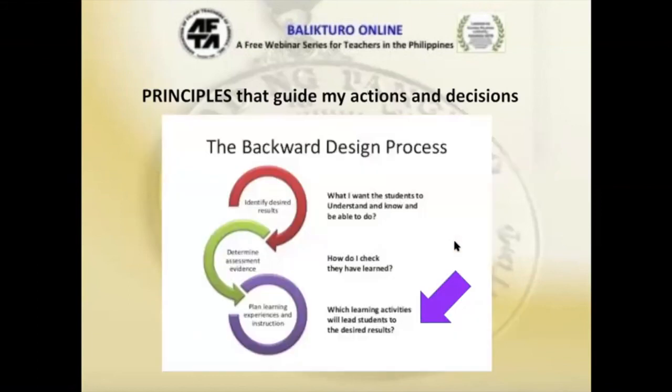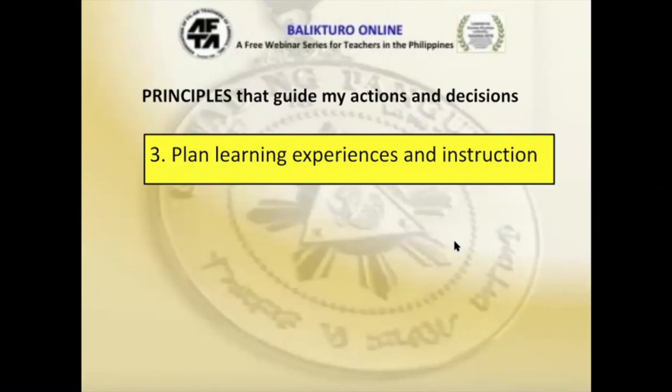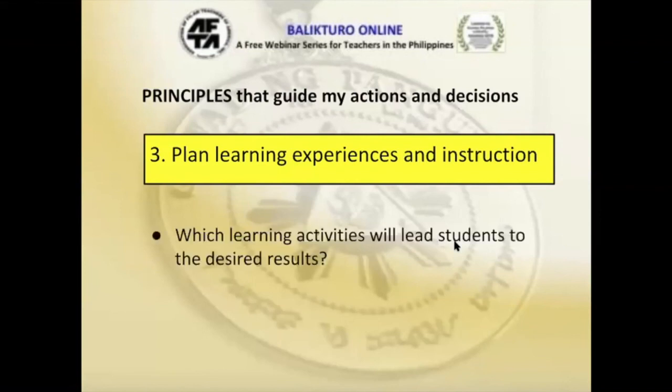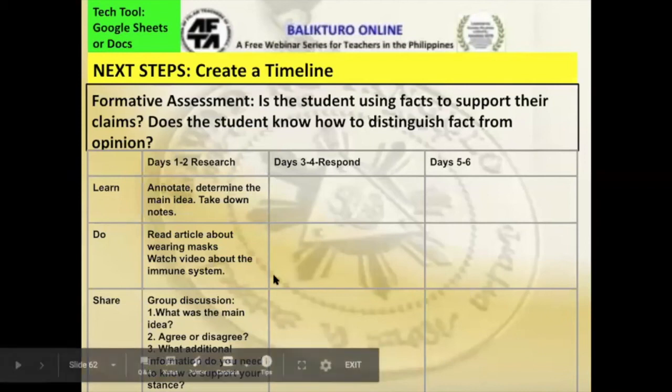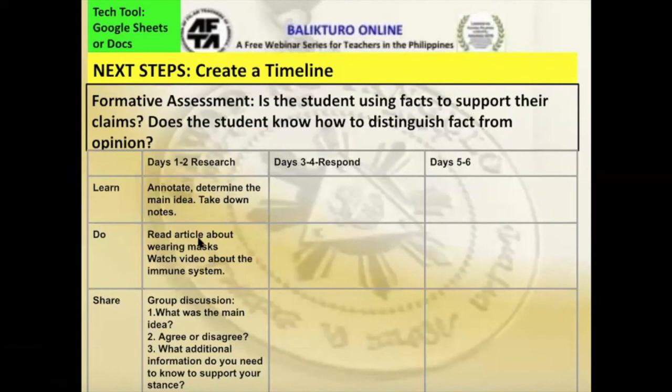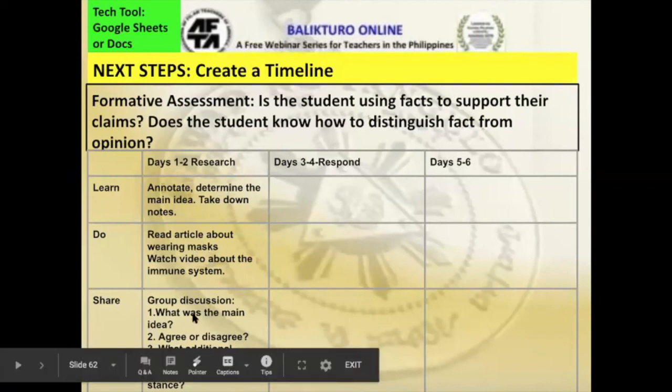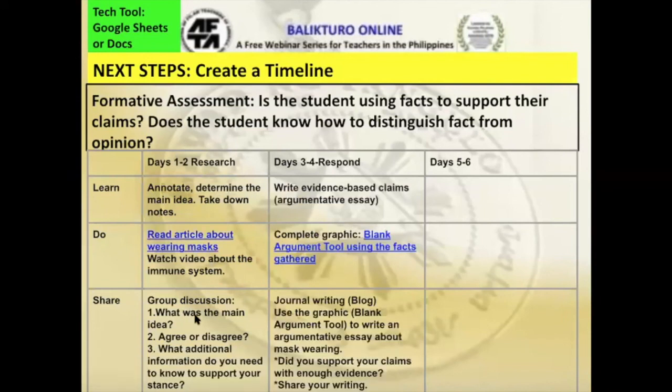Step number 3, plan learning experiences and instruction. Which learning activities will lead our students to the desired result? You can create a timeline and give that to them at the beginning of the week. And then there's that schedule. And then you can say, day 1 and 2, you're doing research. And then you read the article about wearing masks, and then group discussion days 3 to 4.